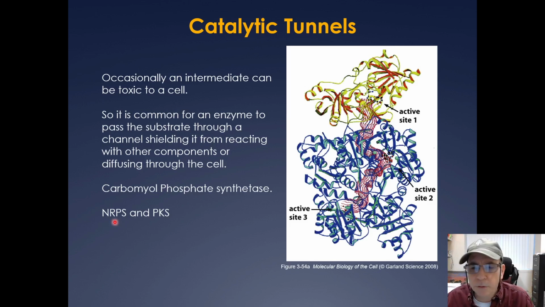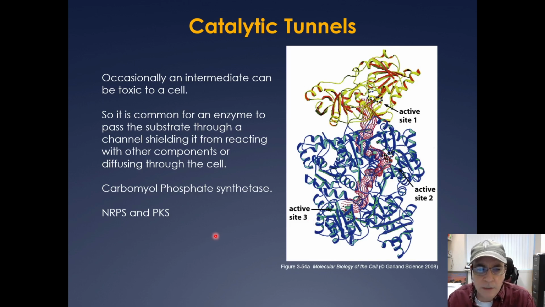Two examples of these are NRPS, which is non-ribosomal peptide synthetase, and polyketide synthetases, which create these little reactive enzymes that shield the products from the rest of the cell as the products are being made. Okay, so if the intermediate is toxic or something, it's not uncommon to find these catalytic tunnels.